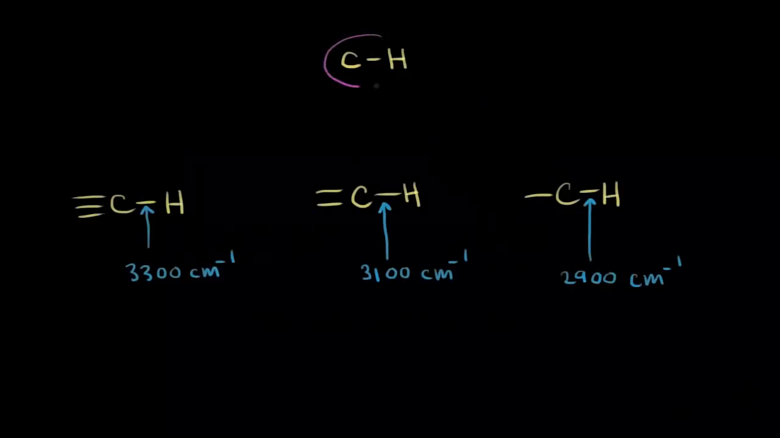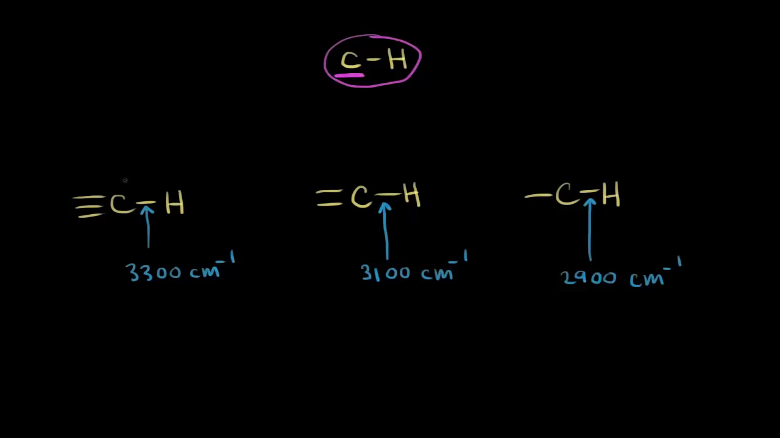We've already looked at a carbon-hydrogen bond, and in the last video we actually calculated an approximate wave number for where we would expect the signal for a carbon-hydrogen bond stretch to appear on our IR spectrum. And we got a value of a little bit over 3,000 wave numbers. However, that wave number depends on the hybridization state of this carbon.